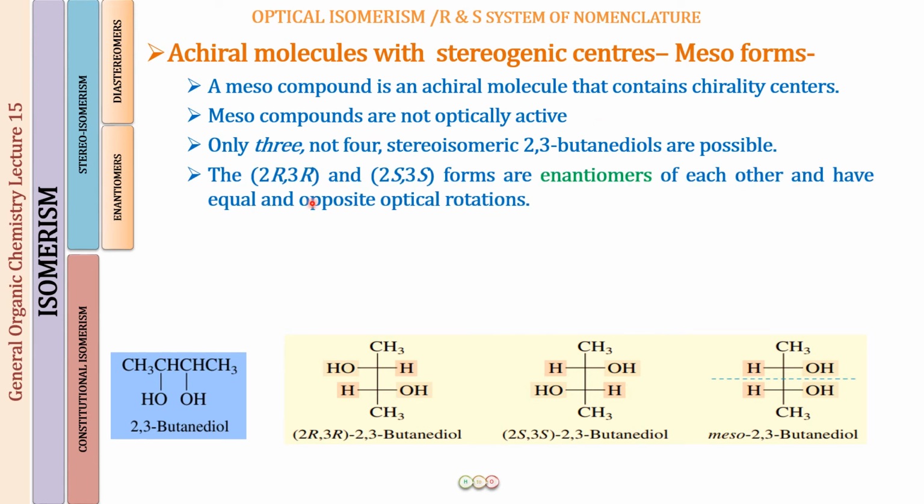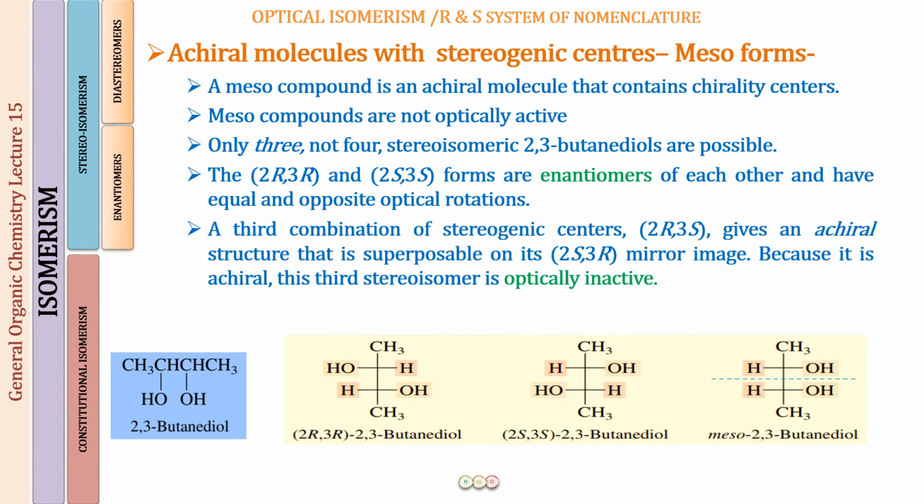The 2R,3R compound and the 2S,3S compound are going to be enantiomers of each other. They are mirror images of each other, and non-superimposable on each other. One is going to rotate the plane polarized light in the clockwise direction. The other one is going to rotate the plane polarized light in the anti-clockwise direction. Therefore, they have an equal and opposite optical rotation. Both of them are enantiomers. They are optical isomers also.